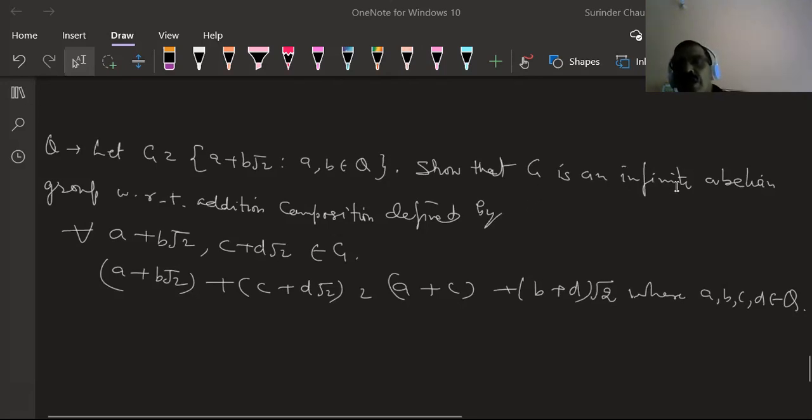So show that G is an infinite abelian group with respect to addition composition defined by: for all a plus b root 2, c plus d root 2 belonging to G, a plus b root 2 plus c plus d root 2 is equal to a plus c plus b plus d root 2, rational part plus rational part, where a, b, c, d are rational numbers. You have to show this is an infinite abelian group. You have to show all five axioms for this group.